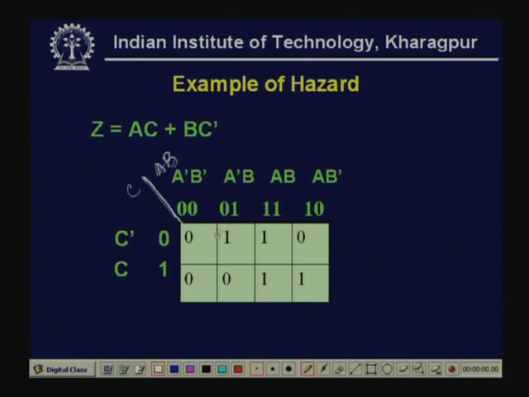So for the AC plus BC dash terms, this can be a realization. See here, this couple represents BC dash, and this represents AC. This is my BC dash and this is my AC.